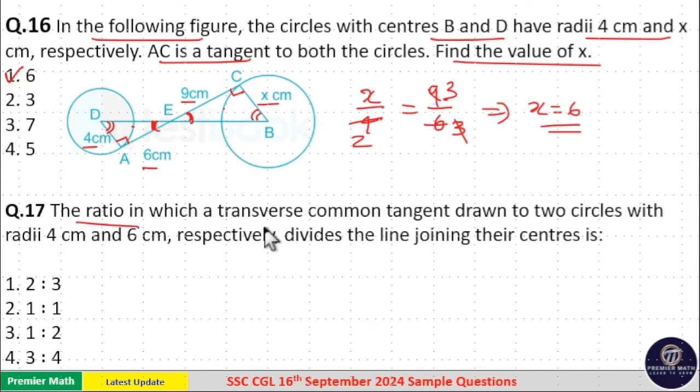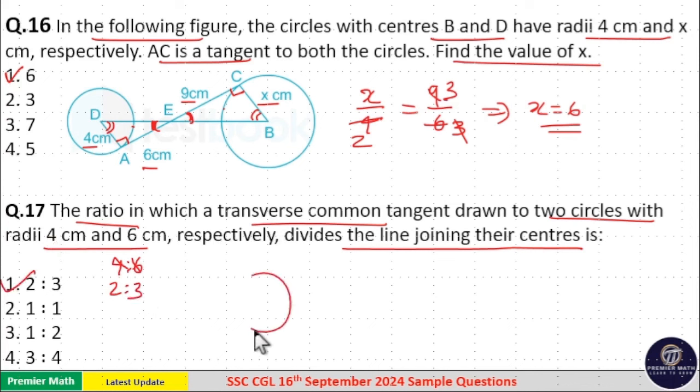Next is the ratio in which a transverse common tangent drawn to two circles with radius 4 and 6 respectively divides the line joining their centers. Here the ratio is the same as the ratio of 4 is to 6, that is 2 is to 3. Option 1 is your answer.